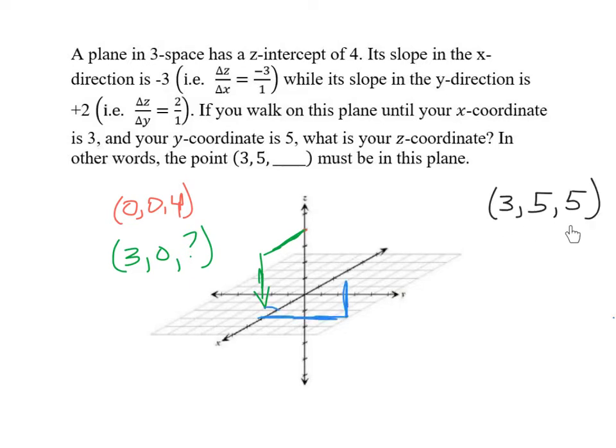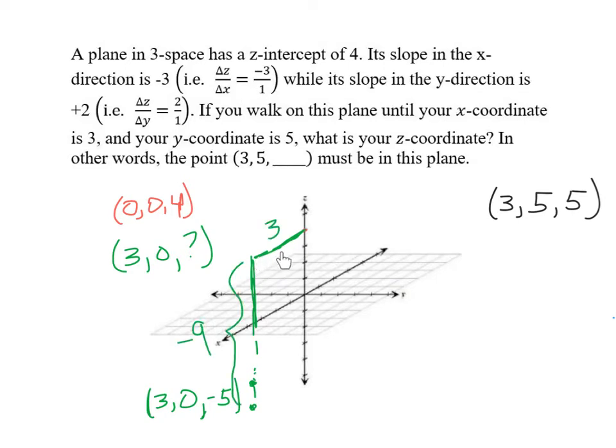Yes, you should have gotten (3, 5, 5). Let's walk through that to see what's going on. When we headed in the positive x direction by 3 units, because our slope was -3 over 1, we went down by 9 units in the z direction. We're at 4, and 4 minus 9 puts us down here at -5. Now we want to head in the positive y direction by 5 units, and in doing so we move up by 10 units because our slope is +2 in that direction. We end up way up here at (3, 5, 5). So there we go.